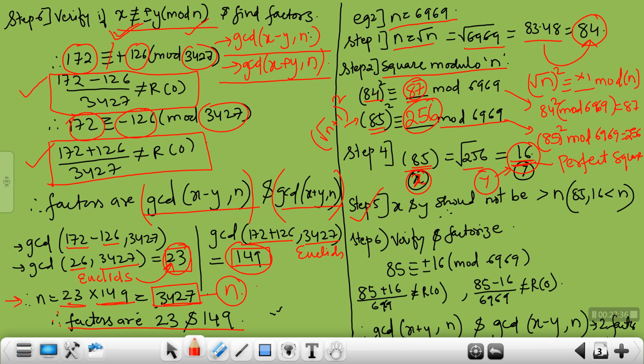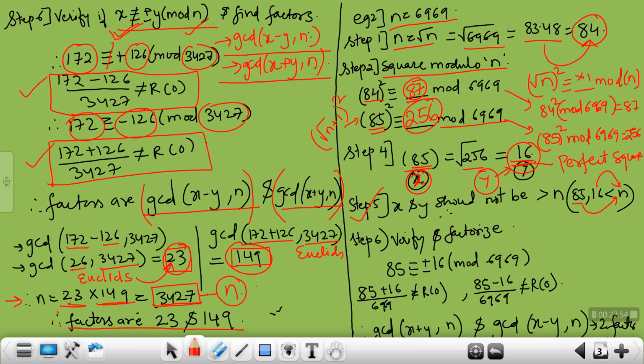Very important step number 5. Now over here, what is the value of x? It is 85. Is 85 greater than n? No, it is less than n. Is 16 greater than n? No, it is also less than n. The n value is given as 6969. So we can go directly to step number 6 and verify.